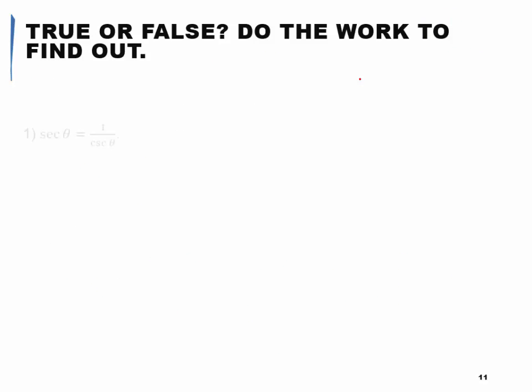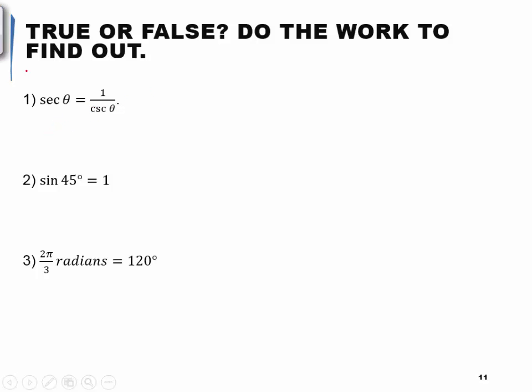A couple of other things. These are really quick. We could say true or false. Are these true or not? You can use Pythagorean identities, or any identities, to figure that out. For instance, is secant theta equal to 1 over cosecant theta? Well, let's convert some stuff. One of the big things is you can only work on one side at a time. The answer definitely is false. It says do the work to find out.